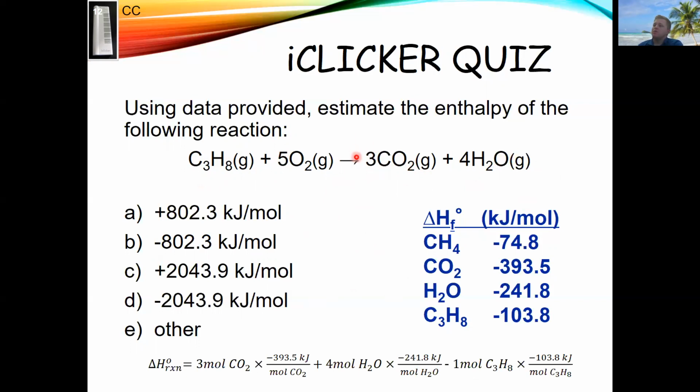But here we have 3 moles of CO2 times negative 393.5. We have 4 moles of water times negative 241.8. So that's all right here in our equation. And we have 1 mole of propane, C3H8. So we're going to have a negative here because it's a reactant. We're going to times that by negative 103.8. We'll work all that math out and find that when we burn propane, we release 2,000 kilojoules of energy per mole of propane that we burn.